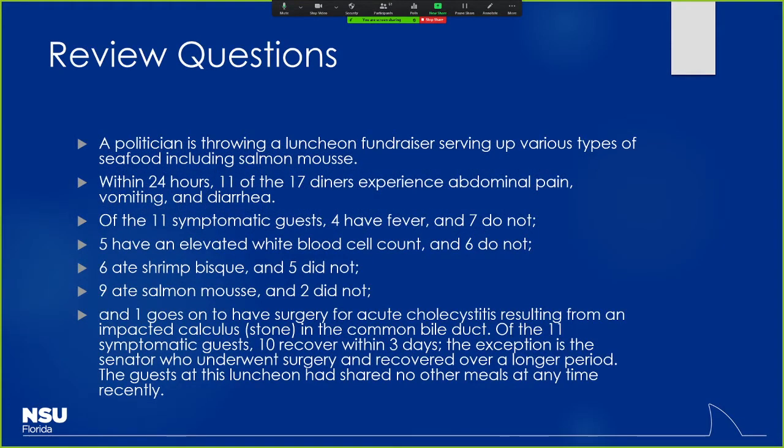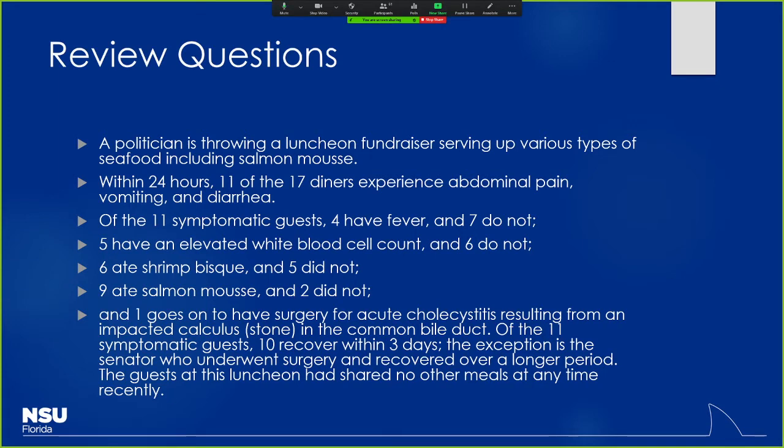Okay, so let's go into more of a case-based scenario here. Let's say a politician is throwing a luncheon. I'm sorry, I got into the politics thing, but I'll try to keep it apolitical. But let's just say we're having a luncheon that a politician is throwing, trying to get some monies for perhaps the next election, right? And so they have all kinds of seafood they're serving there, including a quite exquisite salmon mousse.